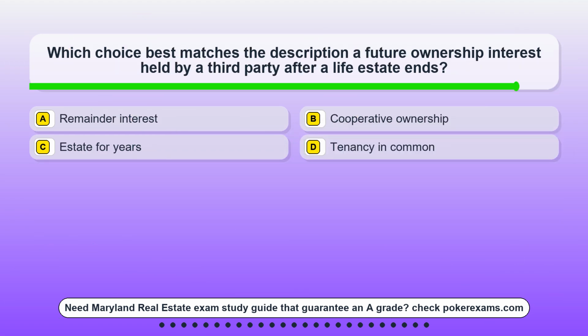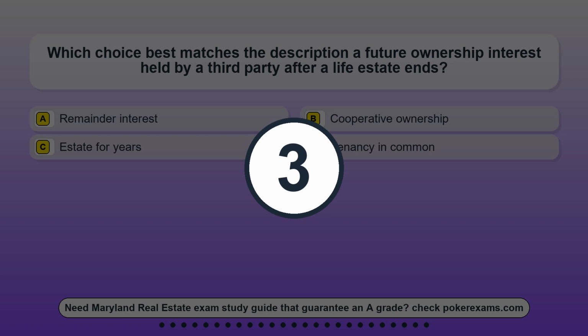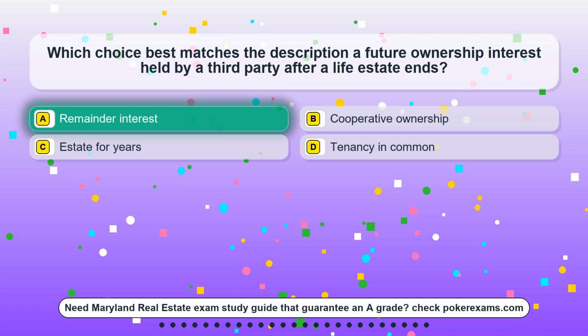Question 11. Which choice best matches the description of future ownership interest held by a third party after a life estate ends? Option A, remainder interest. Option B, cooperative ownership. Option C, estate for years. Option D, tenancy in common. The correct answer is option A, remainder interest.